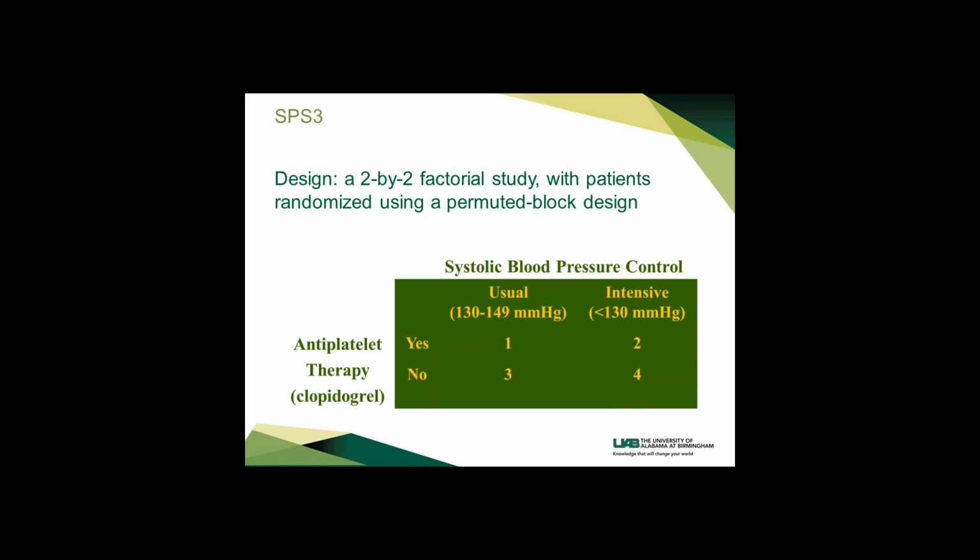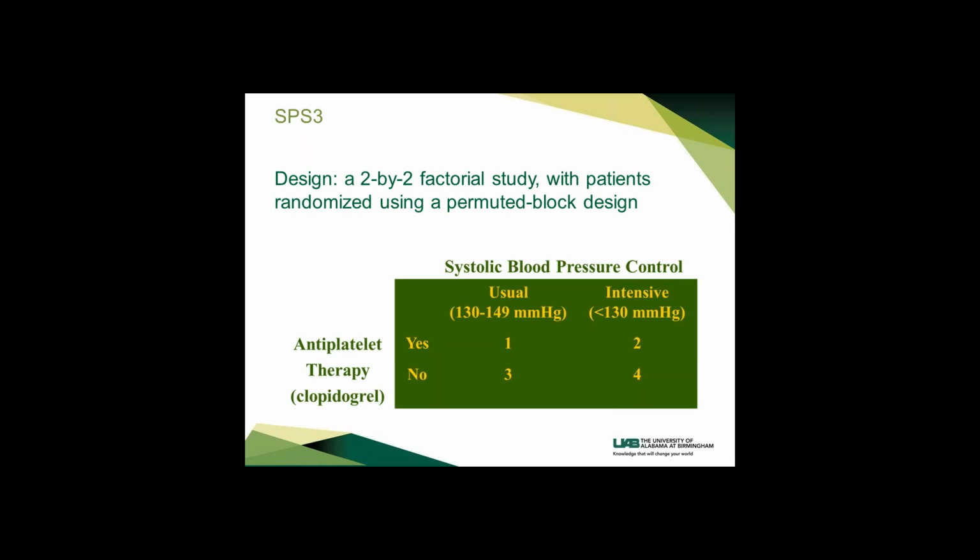So we wanted to see whether or not lowering it even further was better than just lowering it to between 130 and 149. So patients were randomized to one of these 4 treatment cells, so some combination of aspirin and clopidogrel or aspirin and blood pressure control, and then in a permuted block design. So a permuted block design says that we're going to randomize patients in certain blocks of a certain size, say 4.